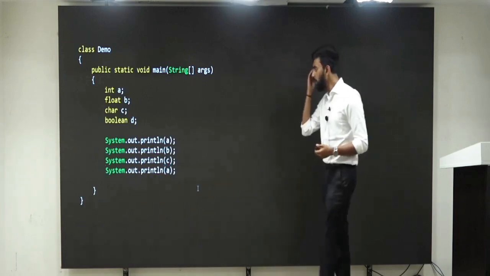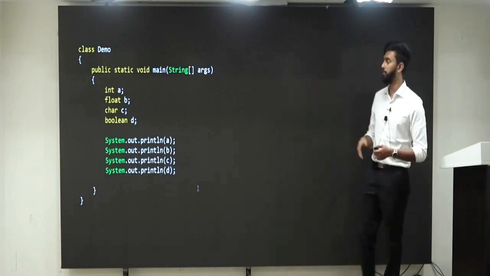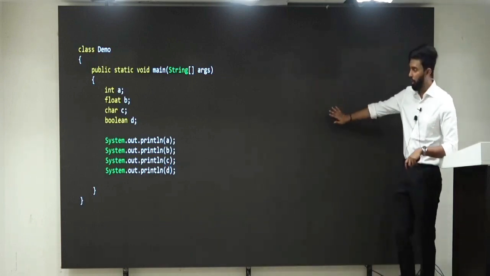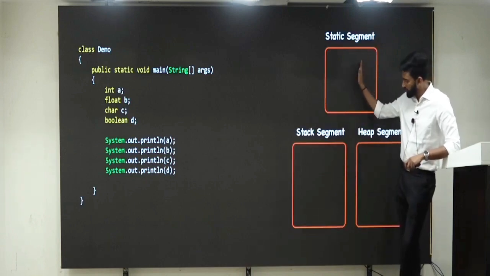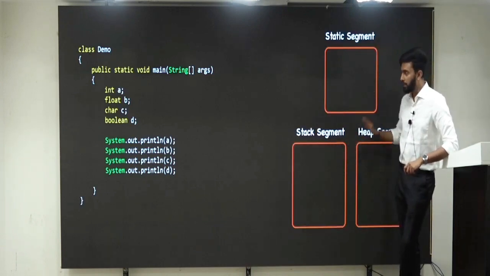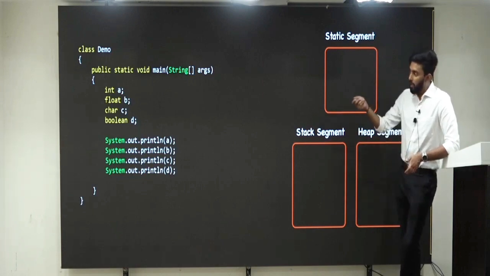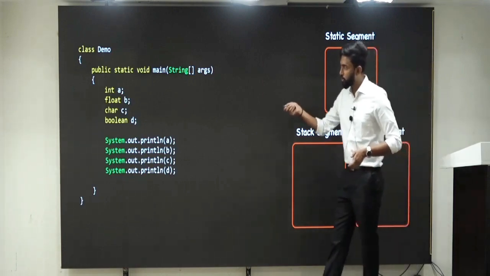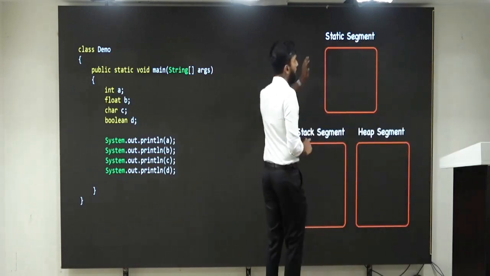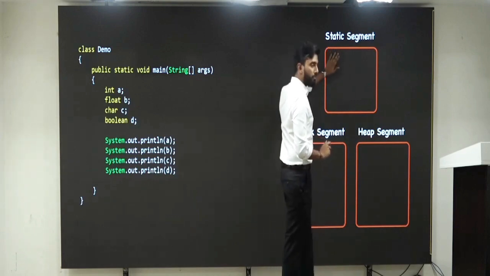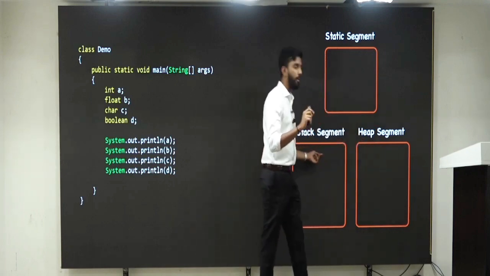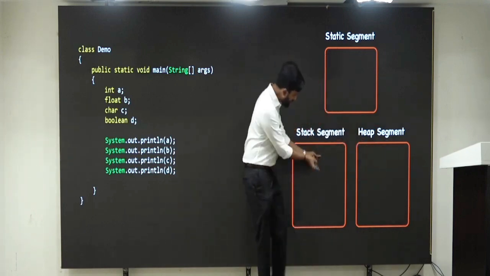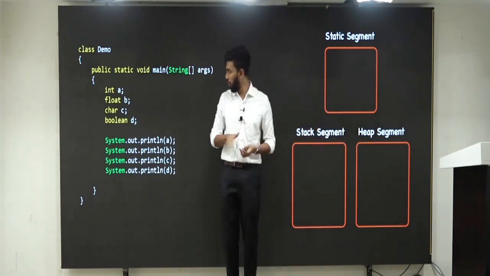Now, what changes? Observe. First and foremost, I'm going back into my memory, because understanding Java means understanding this memory. Now listen to me. Local variables are such variables which are not allocated memory on static, not even on heap. Then where is it, sir? Stack. Local variables means stack. Clear till here?